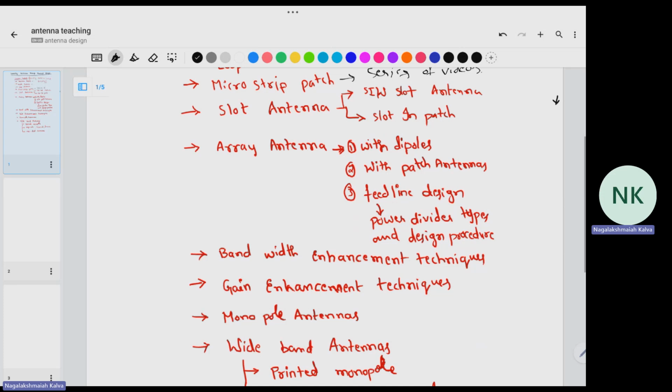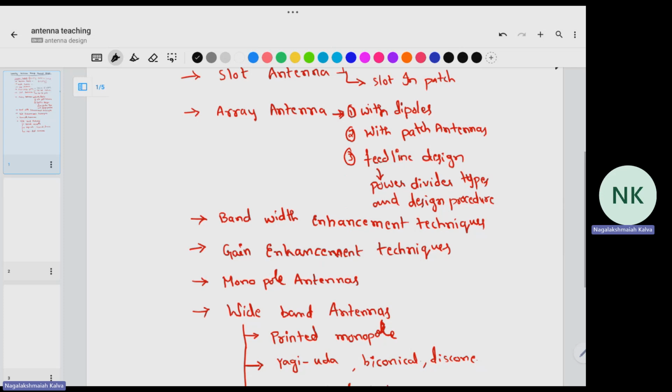Then later we'll switch into slot antennas and antenna arrays. Like we'll take first a simple dipole antenna, and we'll analyze what is the array concept and all. Or we can take a patch antenna, with that we can try. So these combined together we'll take up and we'll complete it.